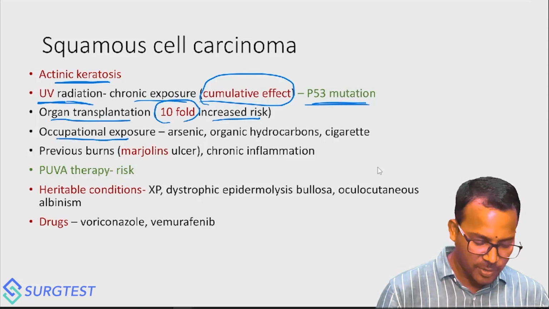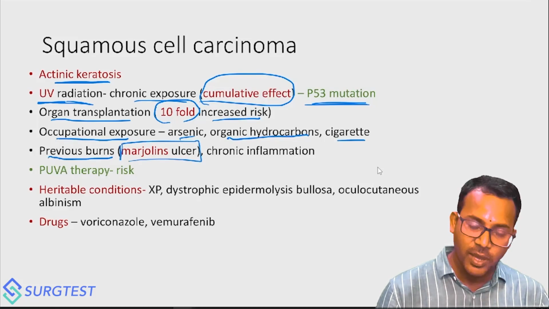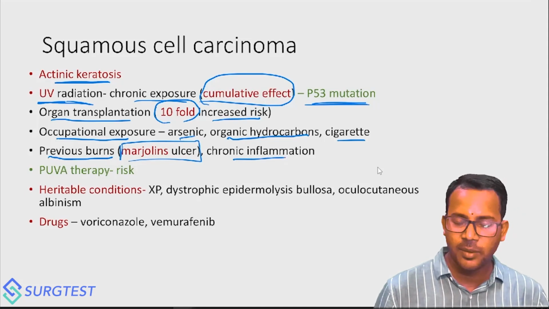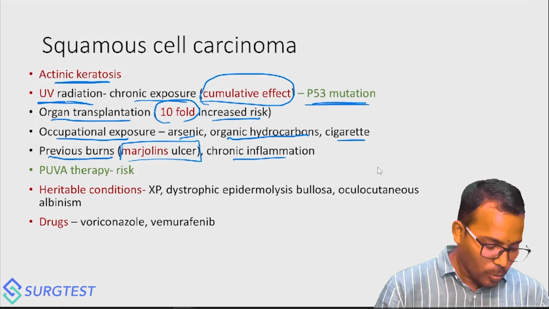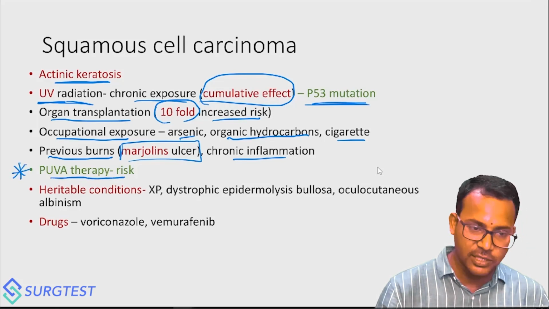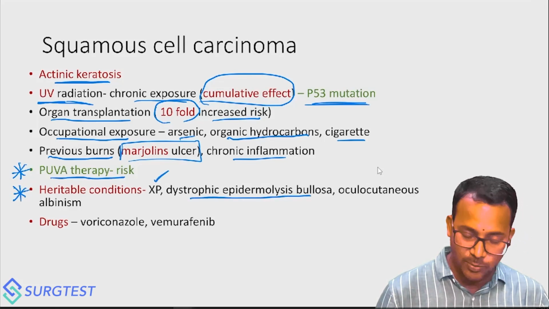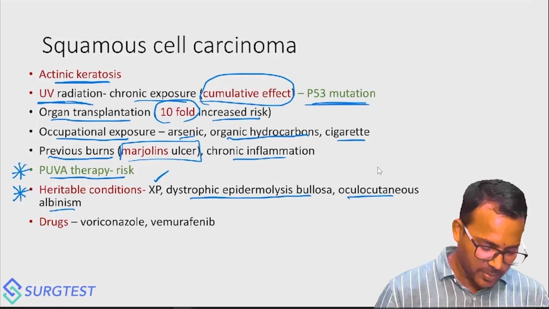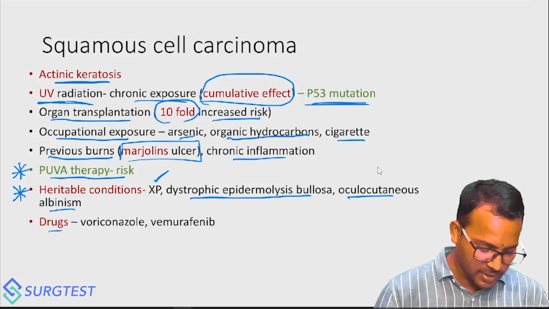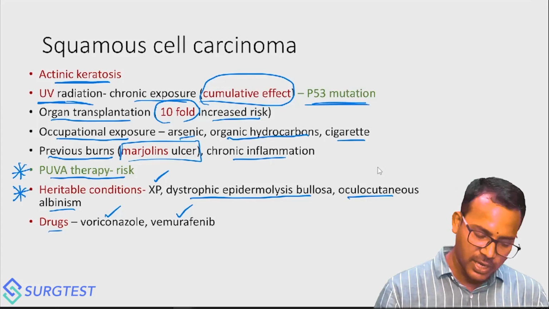Occupational exposure, same as for malignant melanoma, you have arsenic, you have organic hydrocarbons, and cigarette smoking. Previous burns is a risk factor for Marjolin's ulcer, and chronic inflammation, as in case of mucosal squamous cell carcinoma, is also a risk factor for cutaneous squamous cell carcinoma. Okay, PUVA therapy is a risk factor for squamous cell carcinoma. Okay, and heritable conditions like xeroderma pigmentosum, dystrophic epidermolysis bullosa, and oculocutaneous albinism. Okay, these are all the conditions with high risk of squamous cell carcinomas. And drugs, as I have told you in malignant melanoma also, voriconazole and vemurafenib, are associated with the formation of squamous cell carcinoma.